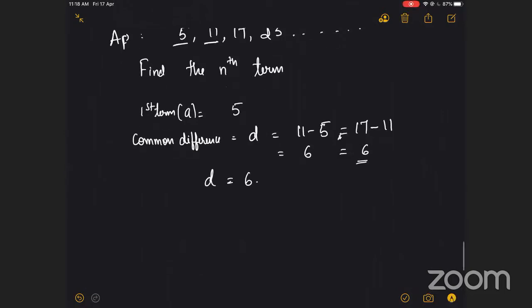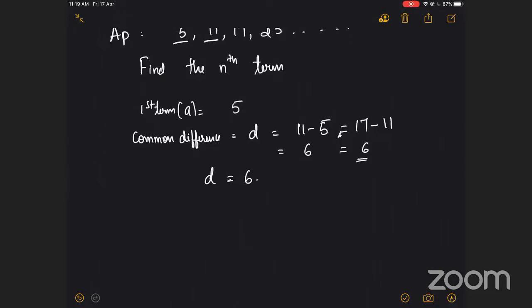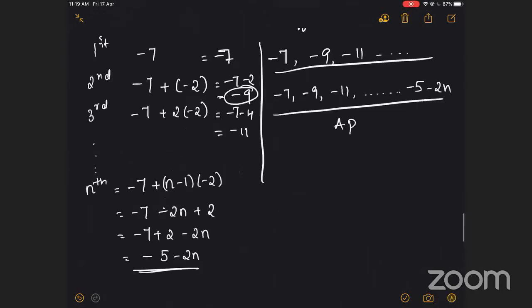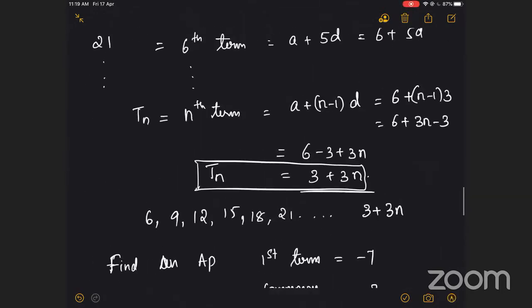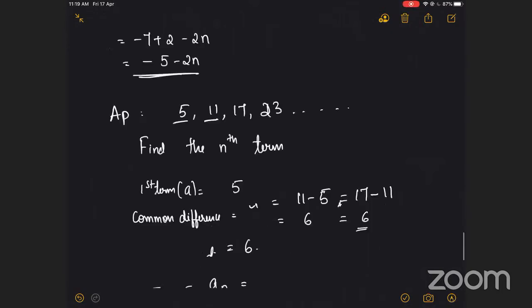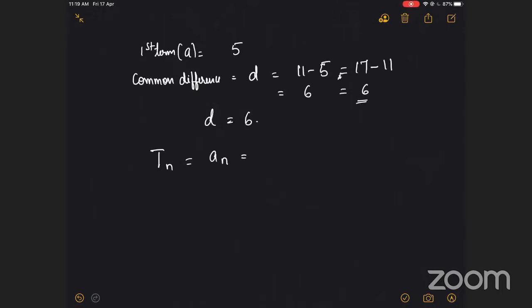So to find the nth term, we've understood what the nth term is. So Tn, or in some books it is called An, the nth term. So the nth term is given by, as we had seen, A plus n minus 1 into D. So Tn or An is given by A plus n minus 1 times D. So what is the A here?